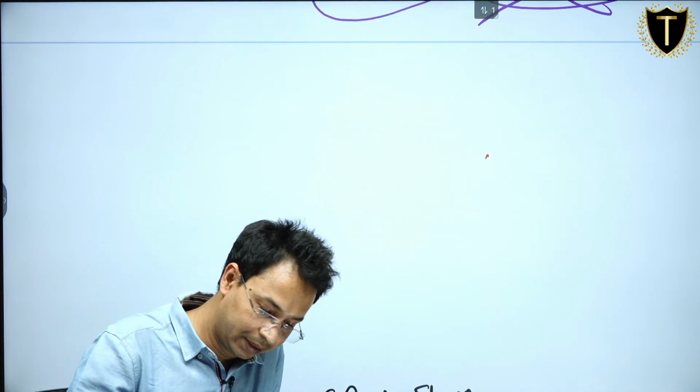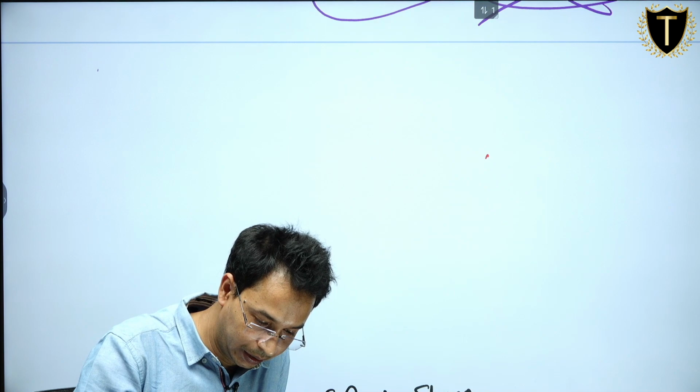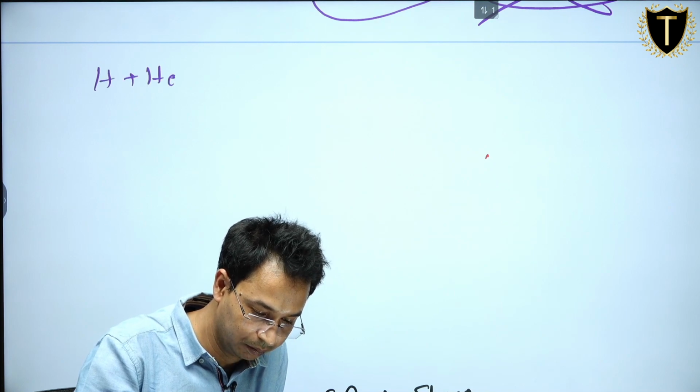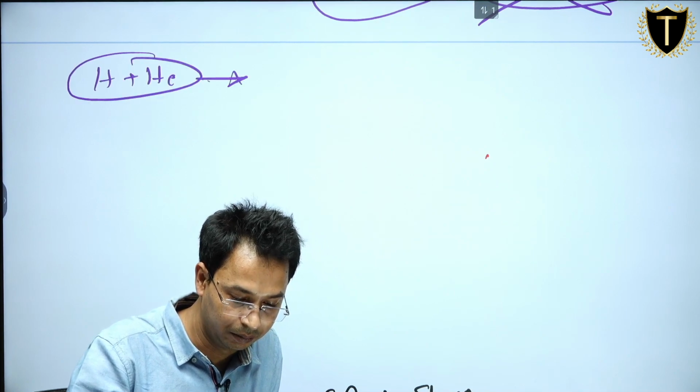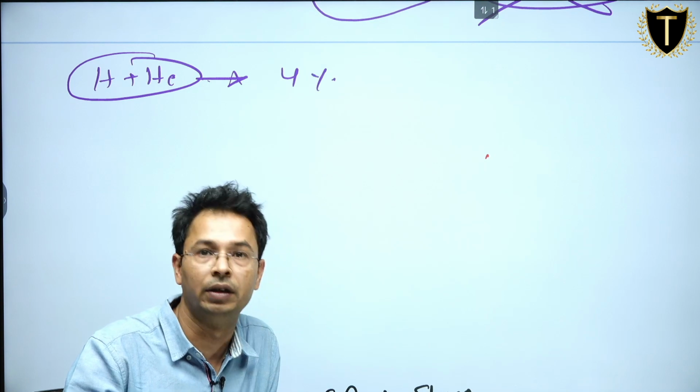And the next thing is your hydrogen and helium. Hydrogen and helium is approximately 4%.